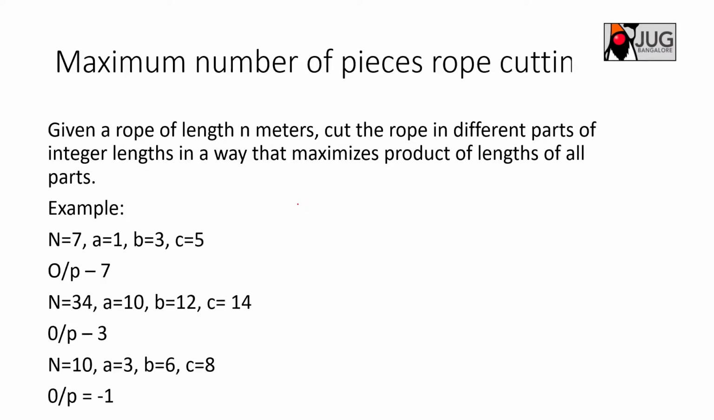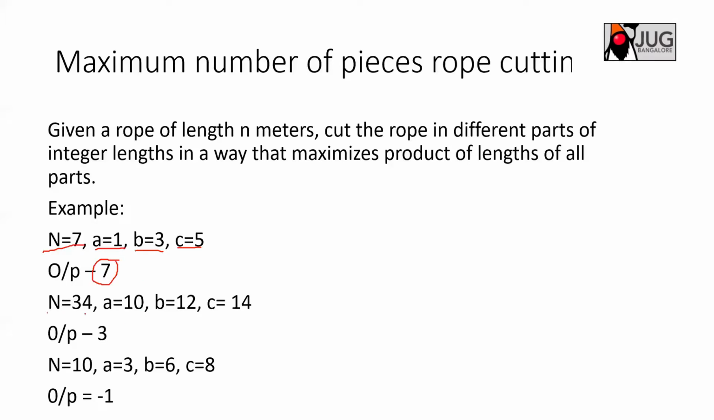For example, let's see n equal to 7 here. The rope is given with 7 meters length, and you can cut with 1 meter each, or 3 meters each, or 5 meters each, or any number of combinations. The goal here is to make the maximum cuts. With the length being 1 meter here, a 7 meter rope you can cut into 7 pieces, 7 cuts. So the output here is 7.